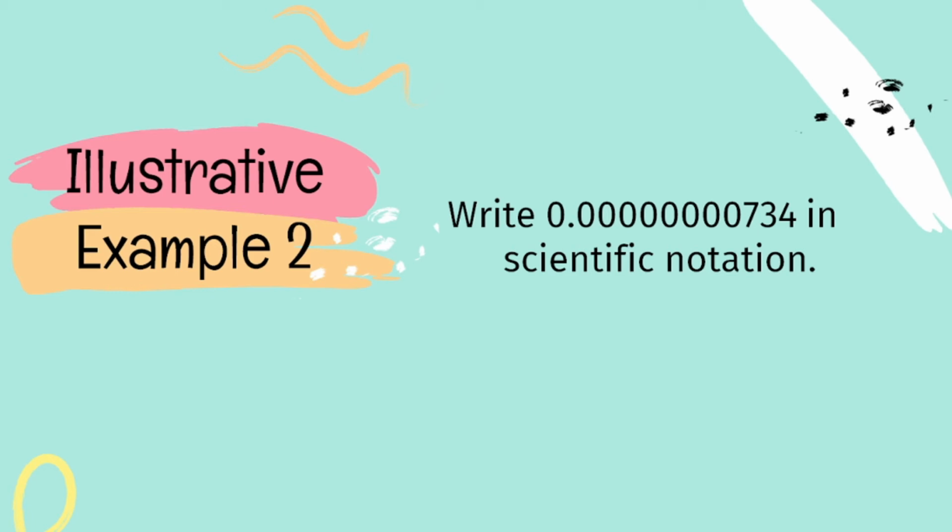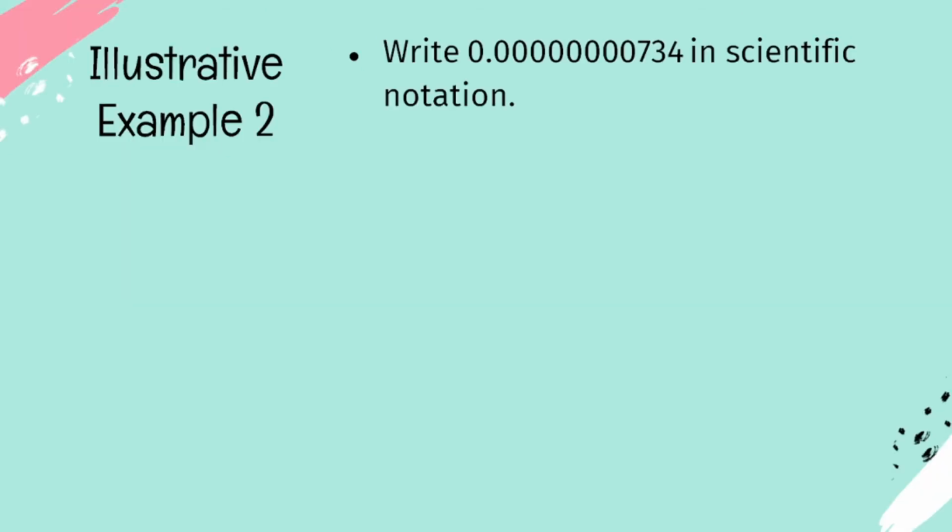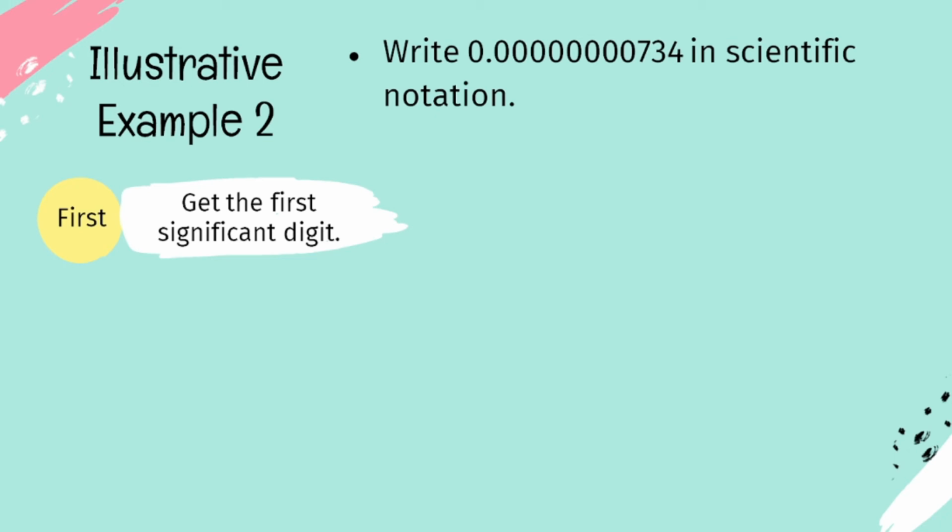Tama? So, we have here, masyado naman siyang maliit this time. Yung kanina, 93 million, masyado siyang malaki. Ito naman, very small number. That's why we can write this in scientific notation as well. We can express it in scientific notation. First step, sabi natin kanina, is to get the first significant digit. So we have here 0.000 something and 734, masyado siyang maliit.